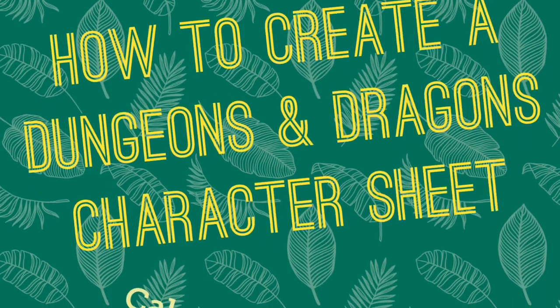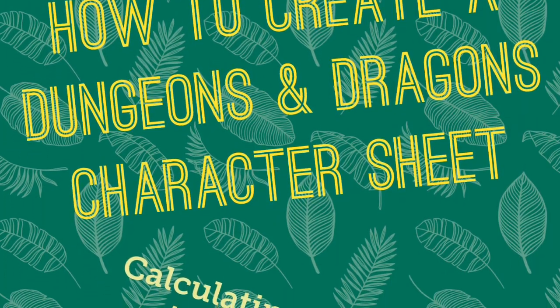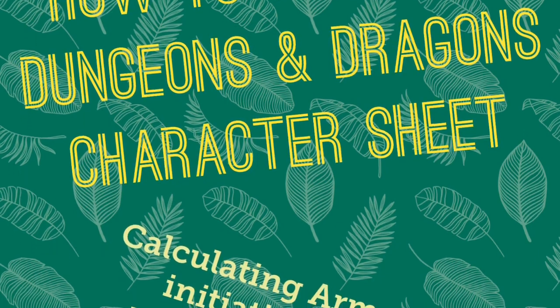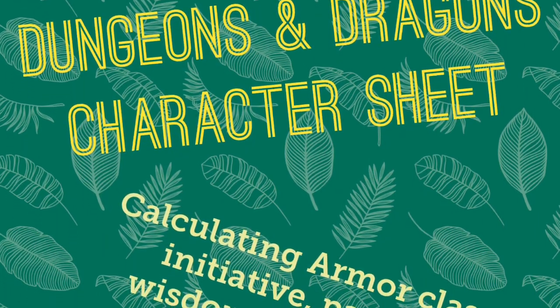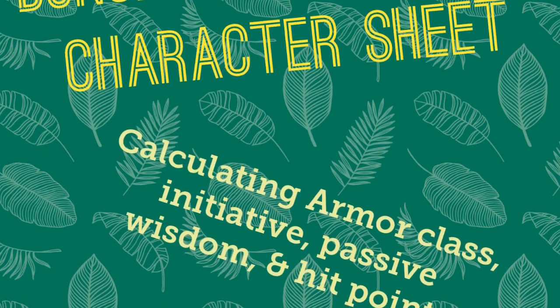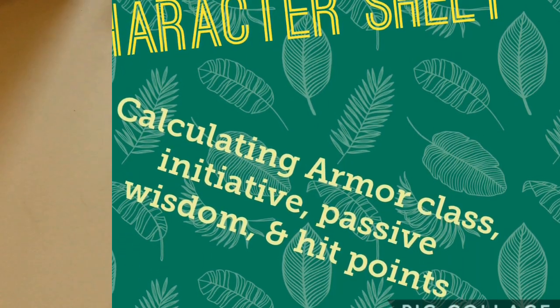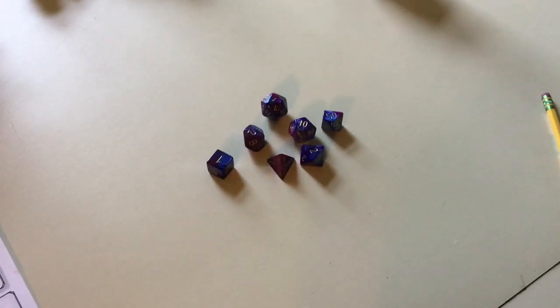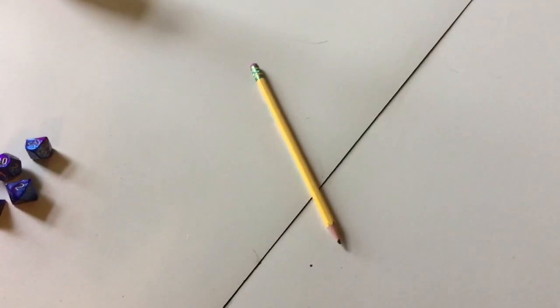Hello and welcome back to part 3 of how to create a Dungeons & Dragons character sheet in 5e. Today we will be calculating armor class, initiative, passive wisdom, and hit points. Before we begin today, you will need your character sheet, your dice, and a writing utensil.